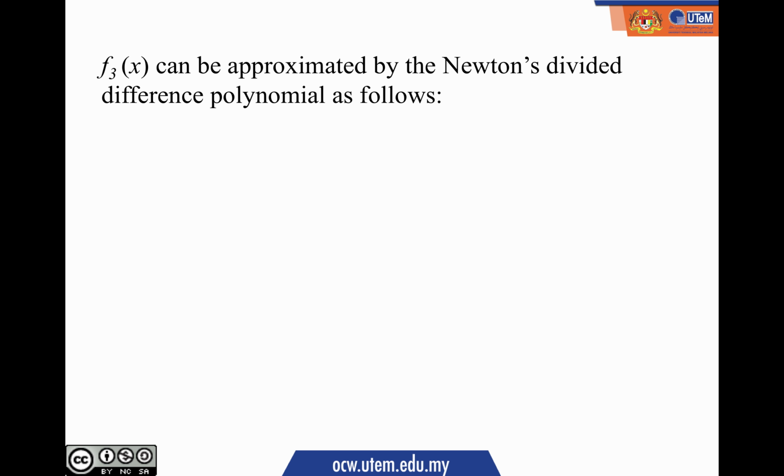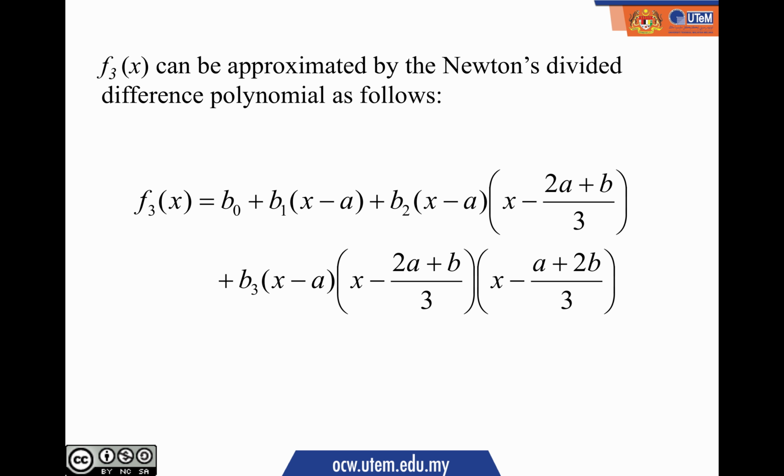More precisely, the integrand is approximated by the third-order Newton's divided difference polynomial as follows. Here, a is the x0, (2a plus b) over 3 is the x1, that is the second point. Then (a plus 2b) over 3 is the third point, the x2, and b is the end point.